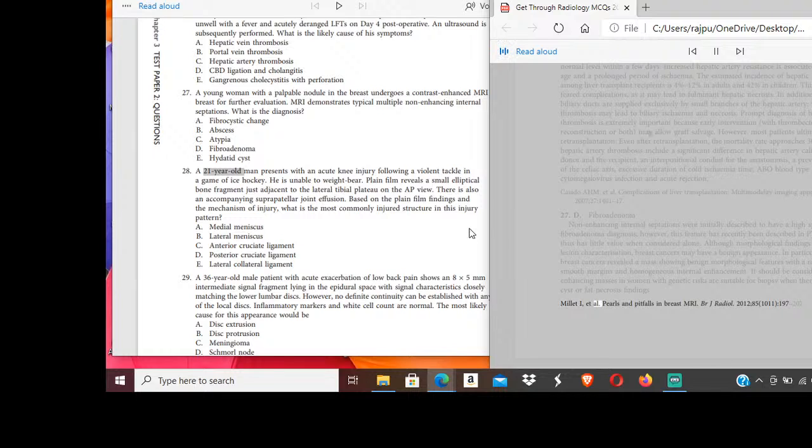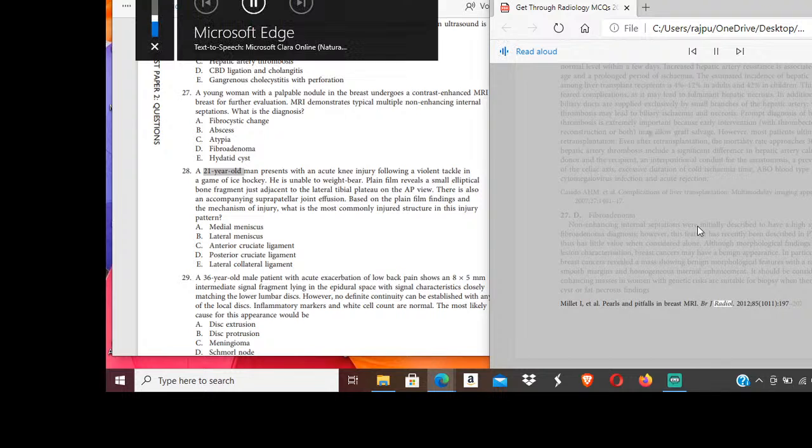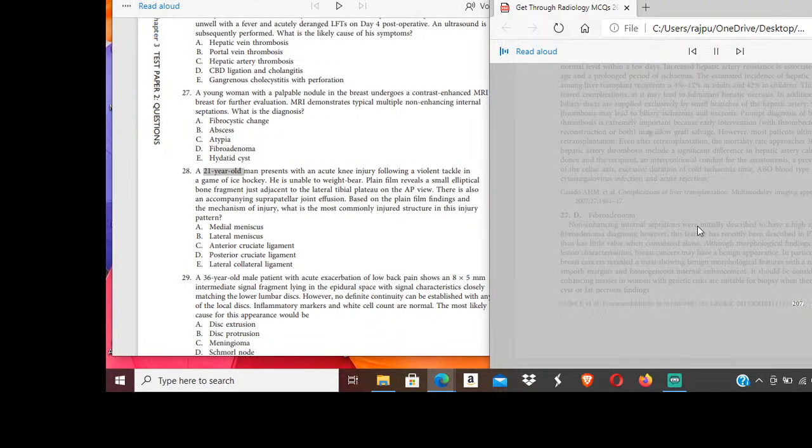Millet I, et al. Pearls and pitfalls in breast MRI. BJR Radiol. 2012, 85, 197-207.